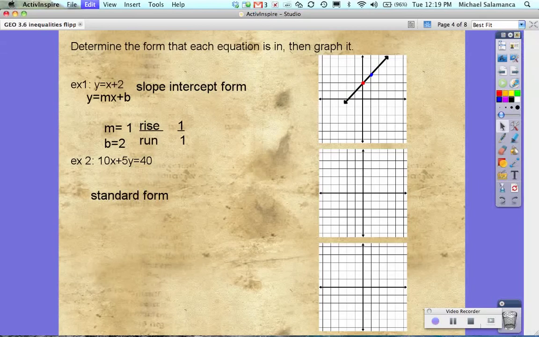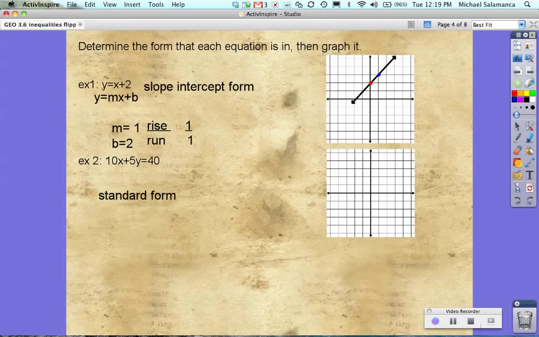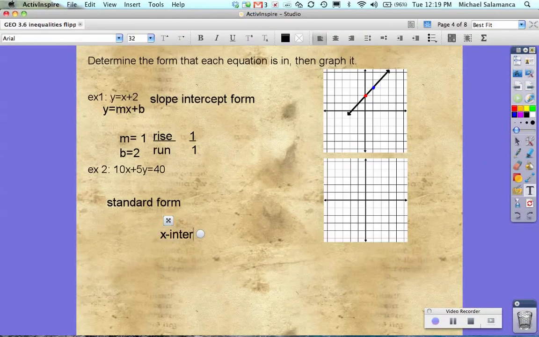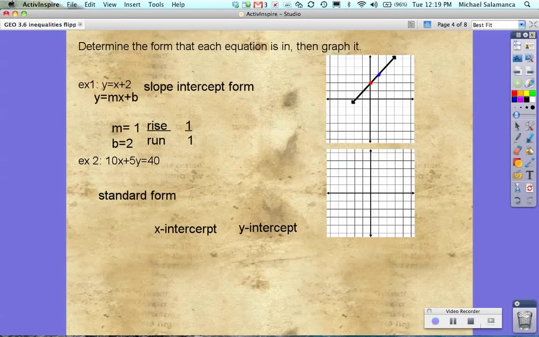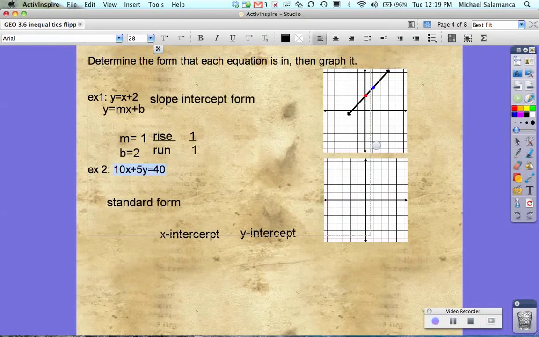So let's try example 2. Standard form, we have a couple different ways. One, we could make this look like the slope-intercept form, which is y equals mx plus b, or graph these using intercepts. So if we wanted to go the intercept route, we're going to find the x-intercept, then we're going to find the y-intercept. And the way we do this is we actually take the equation, and we're going to solve it twice.